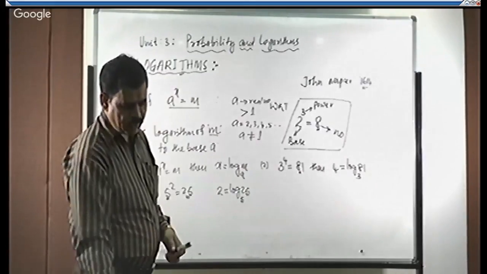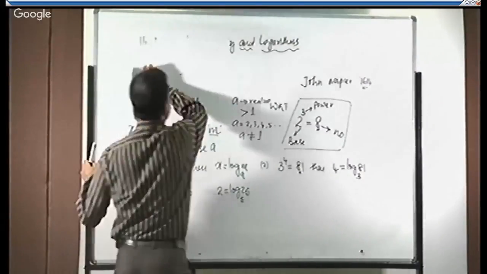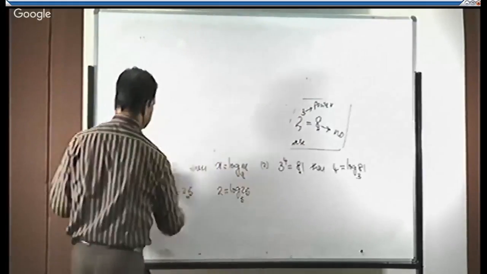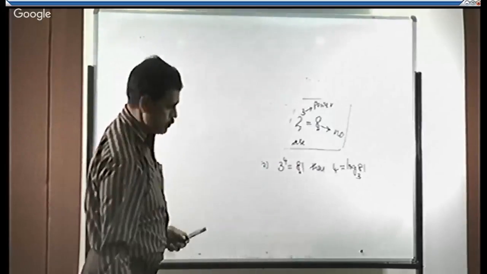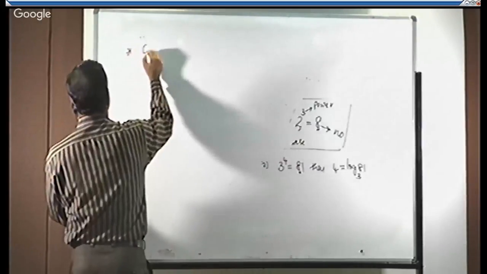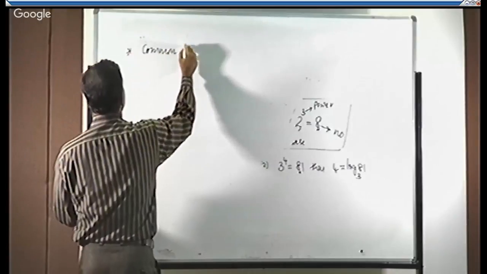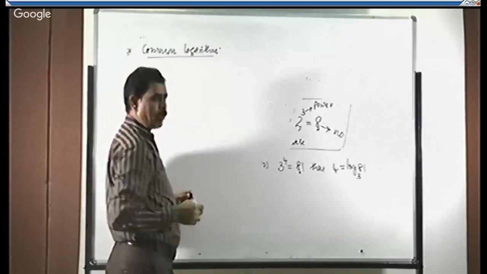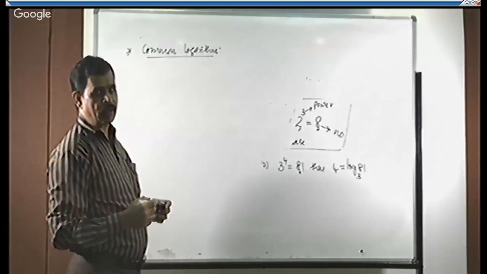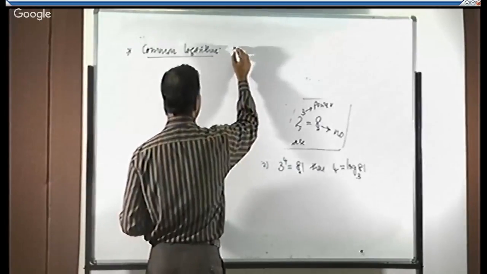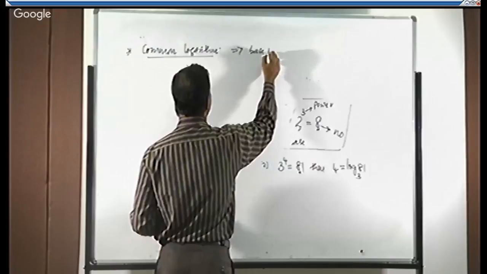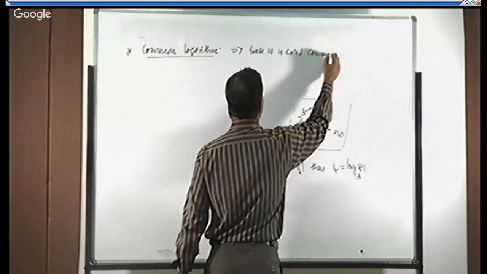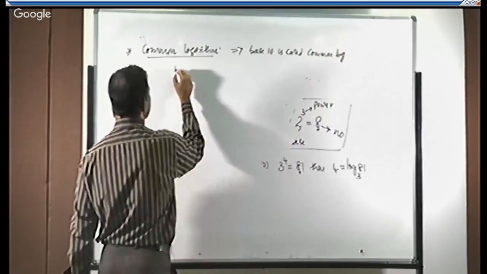There are two types of logarithms. Common logarithm. The logarithm having the base 10 is called common logarithm. See the example.